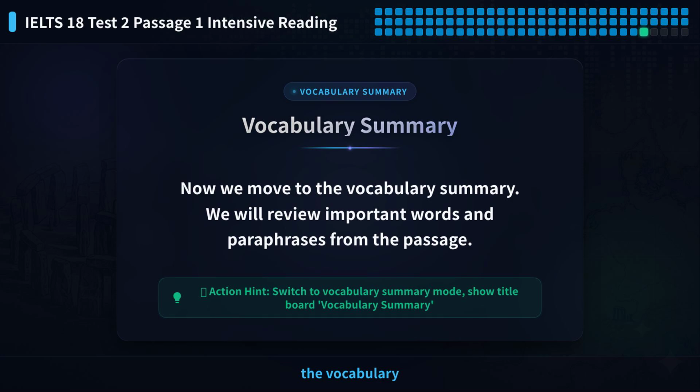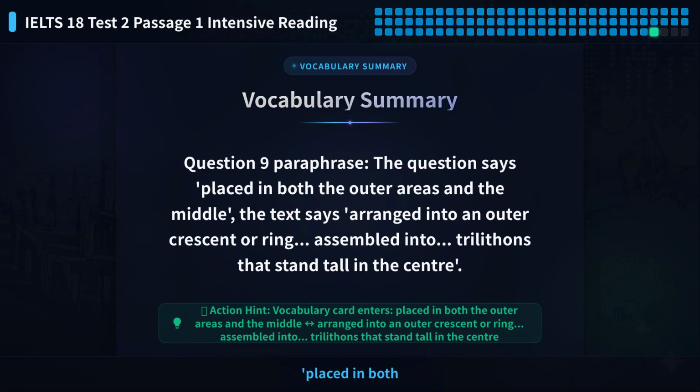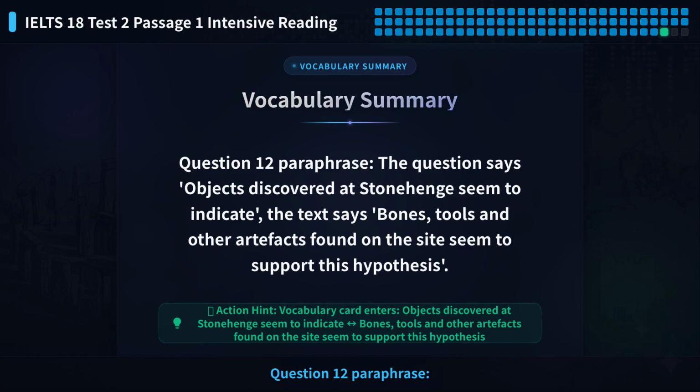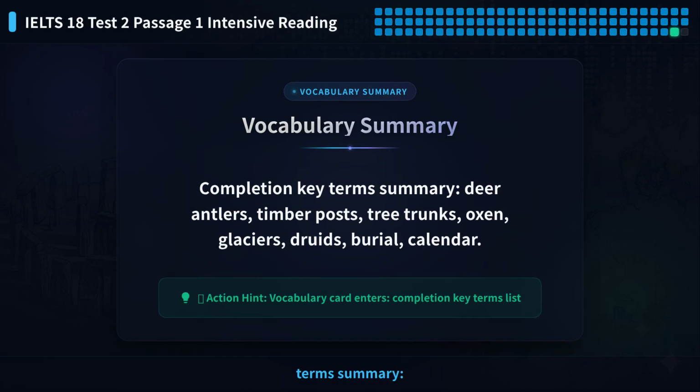Now we move to the vocabulary summary. We will review important words and paraphrases from the passage. Question 9. Paraphrase. The question says, "placed in both the outer areas and the middle." The text says, "arranged into an outer crescent or ring, assembled into trilithons that stand tall in the center." Question 12. Paraphrase. The question says, "objects discovered at Stonehenge seem to indicate." The text says, "bones, tools and other artifacts found on the site seem to support this hypothesis." Completion. Key terms summary: deer antlers, timber posts, tree trunks, oxen, glaciers, druids, burial, calendar.